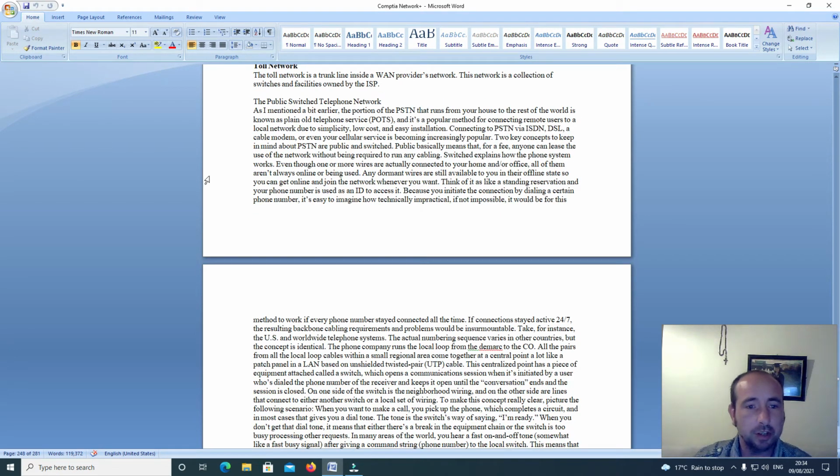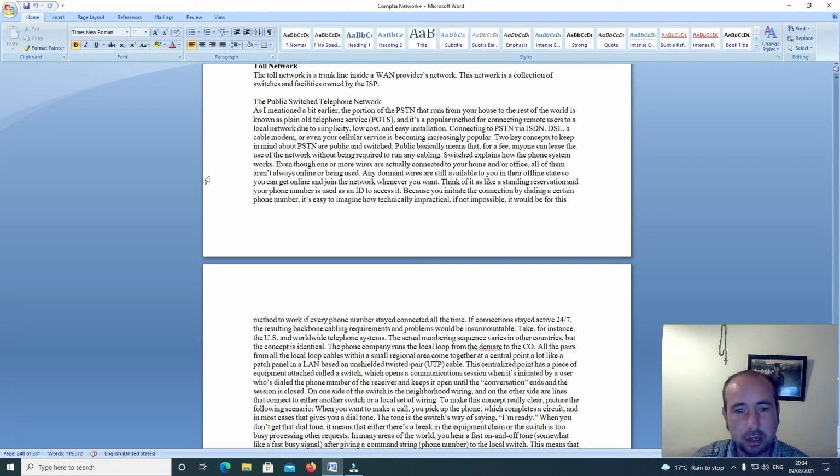The public switched telephone network, as I mentioned a bit earlier. The portion of the PSTN that runs from your house to the rest of the world is known as plain old telephone service, POTS, and it's a popular method for connecting remote users to a local network due to simplicity, low cost and easy installation. Connecting to the PSTN via ISDN, DSL, a cable modem, or even your cellular service is becoming increasingly popular.